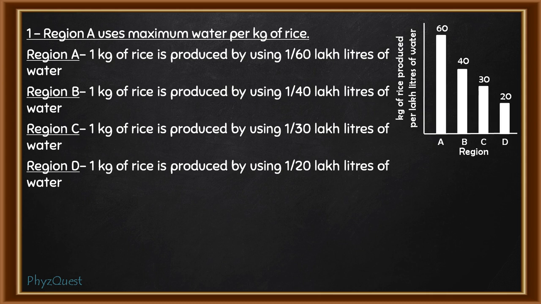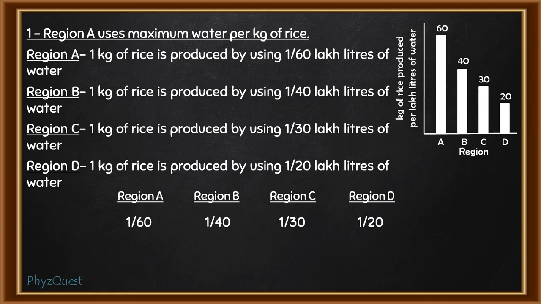So let's write it down for a comparative study. That is, in order to produce 1 kg of rice, what is the amount of water needed by different regions? Region A, 1 by 60 lakh liter. This is in lakh liter of water, I'm just mentioning only the number. So in region A, 1 by 60 lakh liter of water. Region B, 1 by 40 lakh liter of water. Region C, 1 by 30 lakh liter of water. And region D is 1 by 20 lakh liter of water.